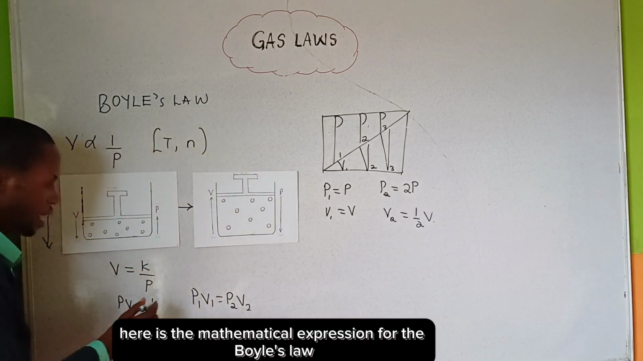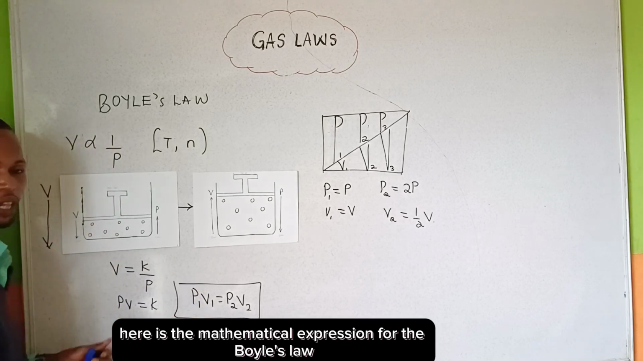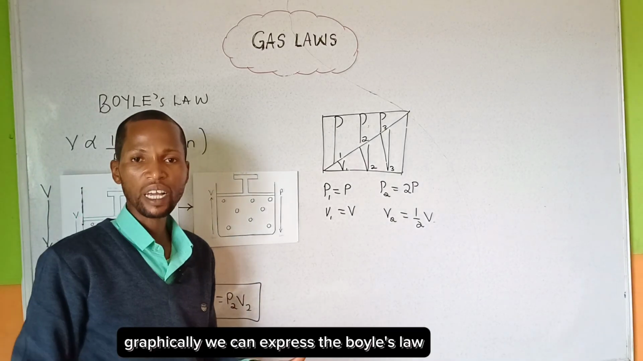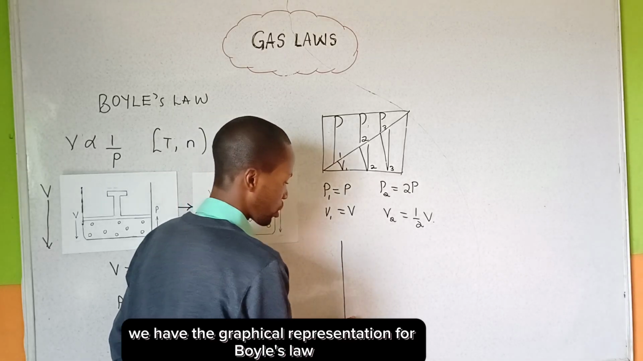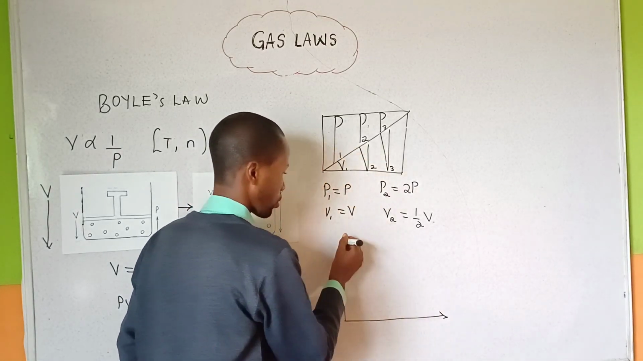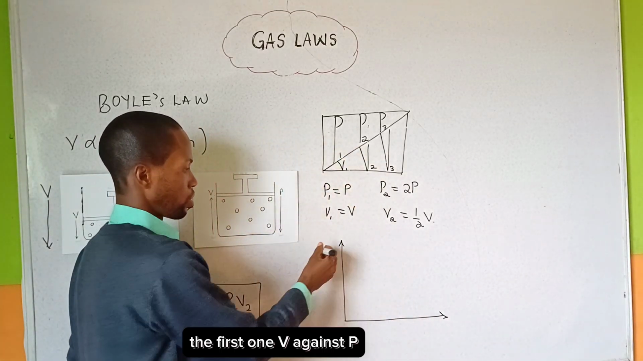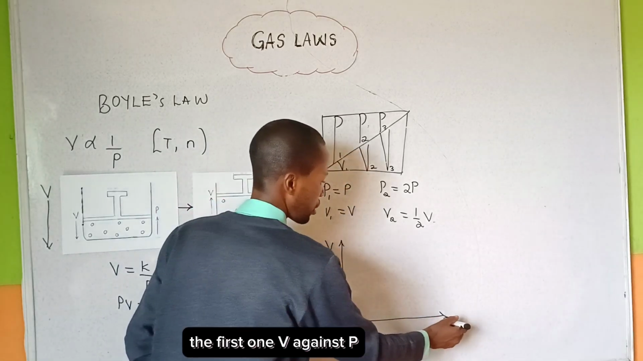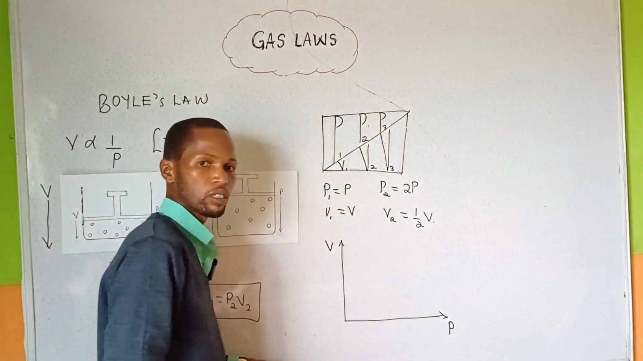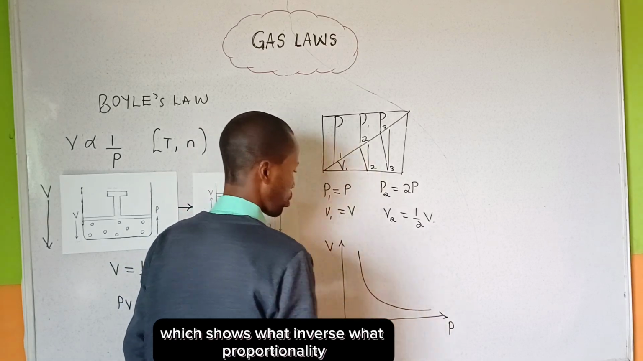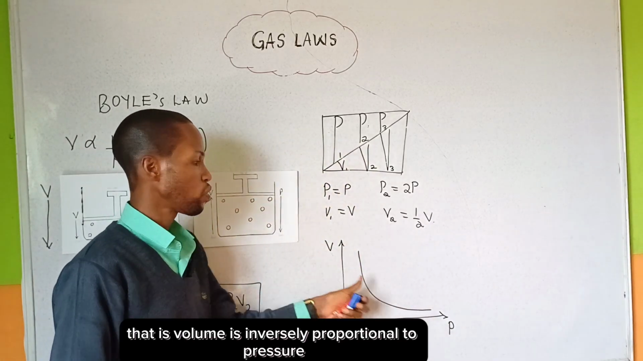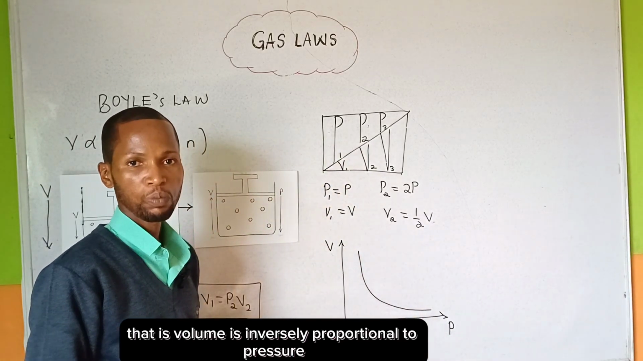Here is the mathematical expression for Boyle's law. Graphically, we can express Boyle's law. We have the graphical representation for Boyle's law. The first one, V against P, shows what? Inverse proportionality. That is, volume is inversely proportional to pressure.